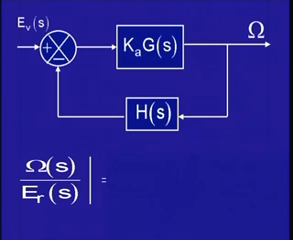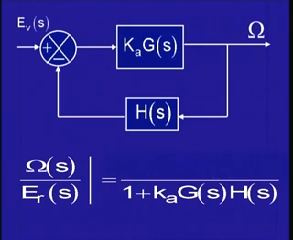This is given by what? By Mason's gain formula, delta. What is delta here? 1 minus loop gain. What is loop gain? Ka into G into H. So the denominator will be 1 plus Ka G of S H of S, and the numerator is what? Forward path gain Ka into Ga multiplied by delta for that, but delta for that is 1, so it is simply Ka into G of S. So that's what we have.